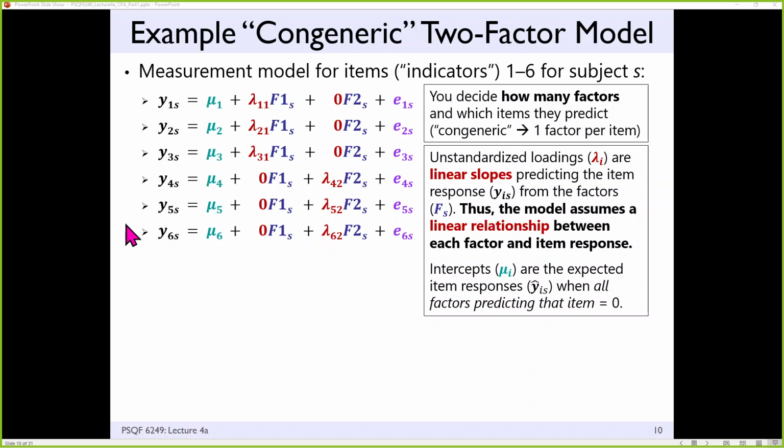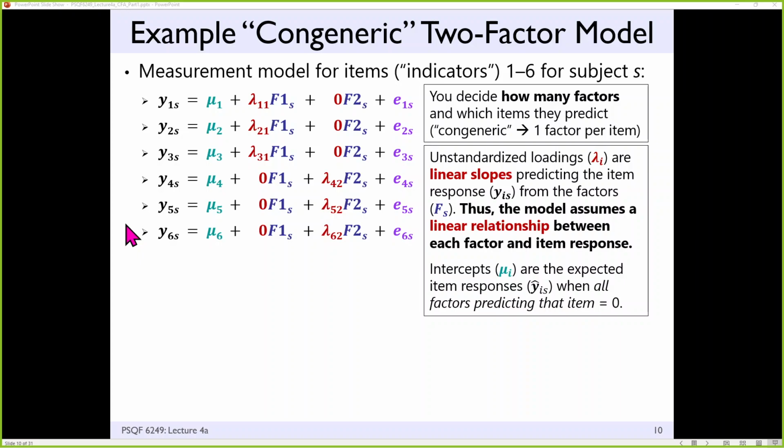I can predict a change from an item response of 1 to 3, right, with my slope of 2, and 3 to 5, and then what happens? It's going to predict 7. It's going to predict 9.